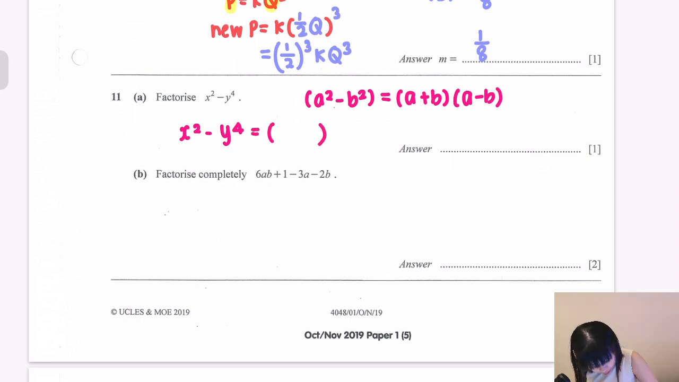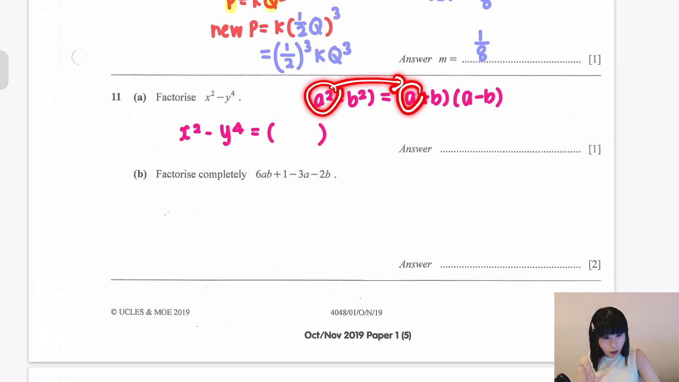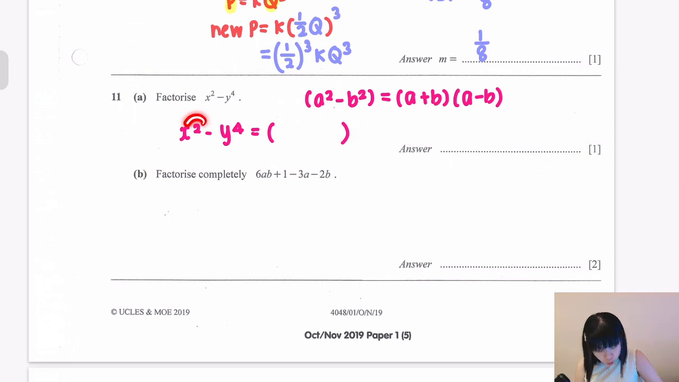What you're going to do, as you can see, from a squared to become a, you just square root that, or you just take the power divided by 2. Like 2 divided by 2, you get power 1. So when we take the power divided by 2, 2 divided by 2, you get back 1, power 1. It's just an x. Plus, just bring the plus in. Now, y to the power of 4, the power divided by 2, you get y squared.